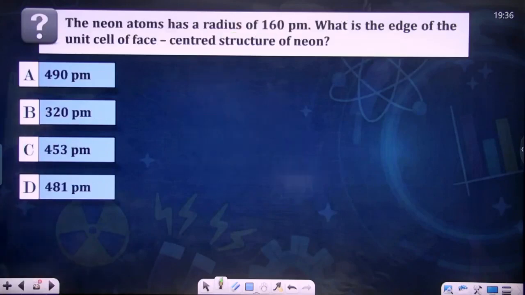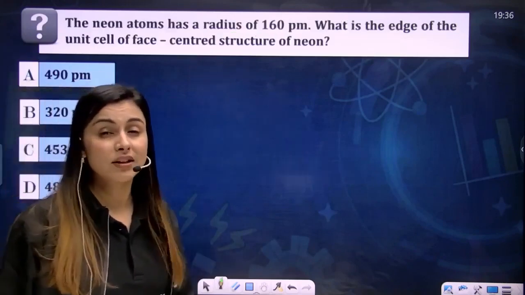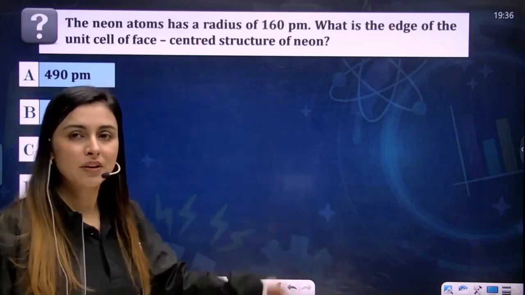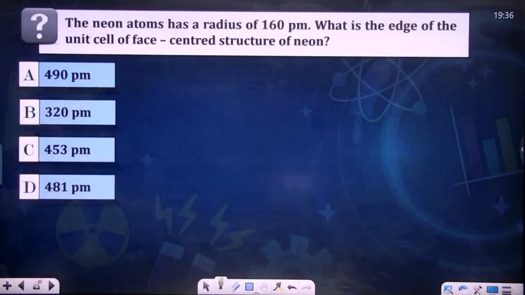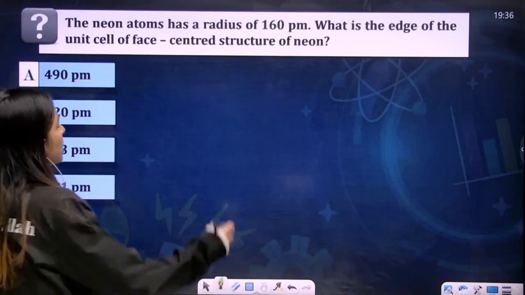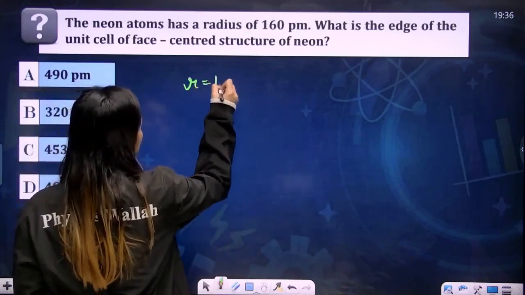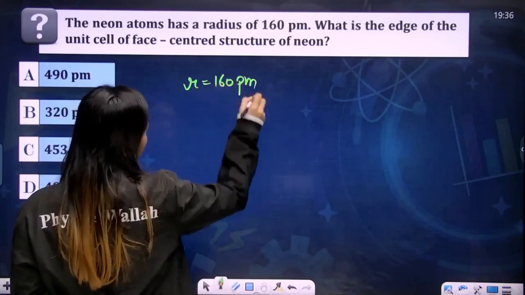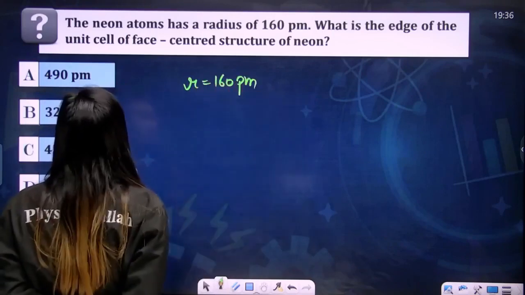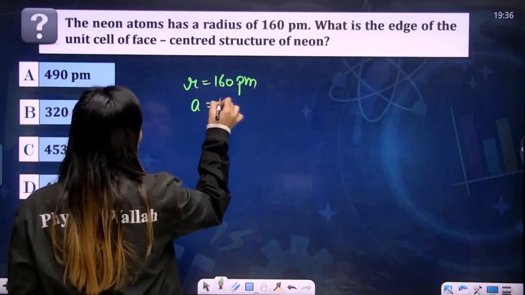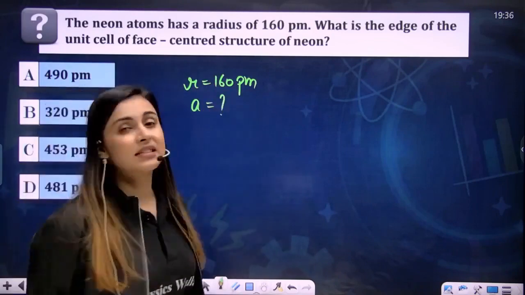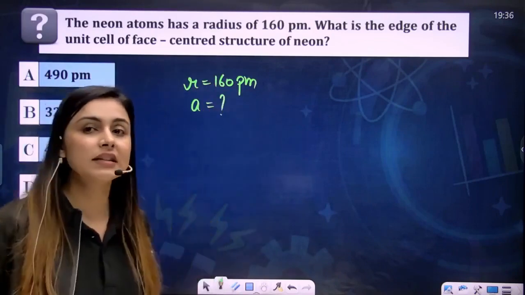The next question is on your screens. Now you can try this question on your own, exactly like the previous one. The question says that the neon atom has a radius of 160 picometer. So this time you are given the radius. What is the edge of the unit cell? You have to tell a of the unit cell, and the unit cell is face centered structure, so the structure is FCC.